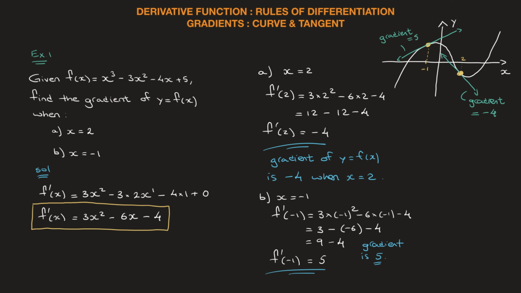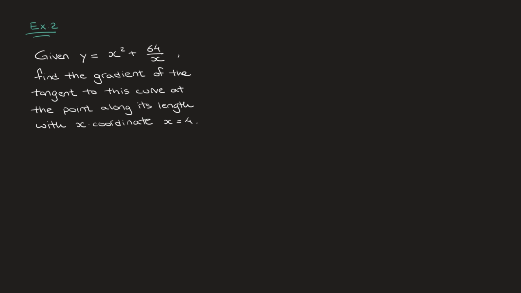And so to illustrate that fact, let me quickly move on to example 2, in which we'll be asked to find the gradient of a tangent to the curve. And so for that, let me move to the second page. And here it is. We're told, given y equals x squared plus 64 over x, find the gradient of the tangent to this curve at the point along its length with x-coordinate x equals 4.